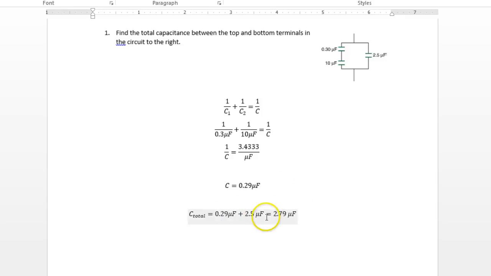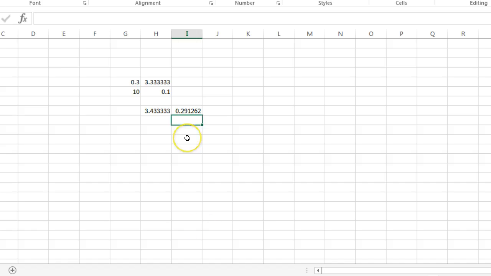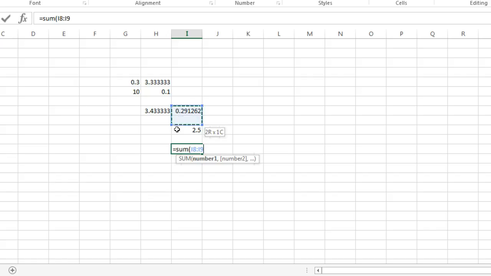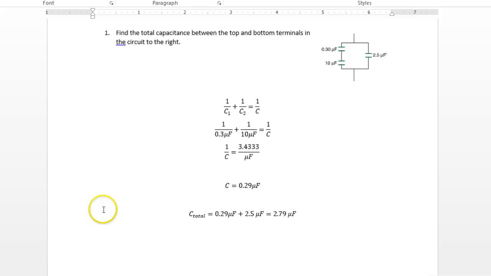right? 0.29 and 2.5. So if I came back here and I said 2.5 microfarads, and now I sum these up, the 0.29 and 2.5, I've got 2.79 microfarads. And that is the solution to problem 1.